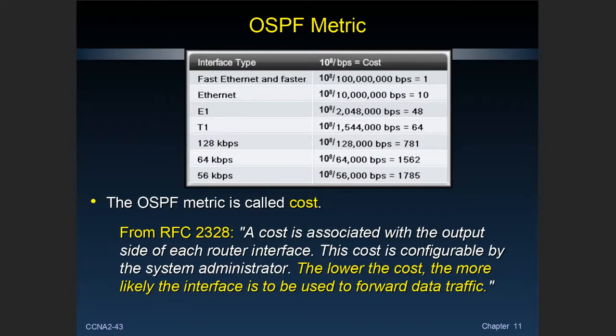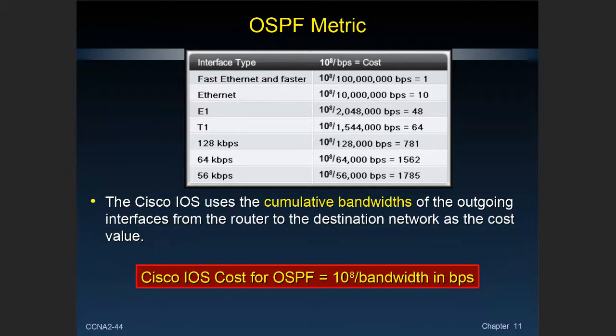So this is called cost. The RFC just says it's configurable by the administrator. The lower the cost, the more likely the interface is used to forward data traffic. Cisco has chosen inverse bandwidth. So the faster the bandwidth, the lower the cost, the more desirable the path, and the fastest bandwidth will be picked. It's the cumulative cost of the outgoing interfaces from the router to the destination network, so you can add up all the costs.